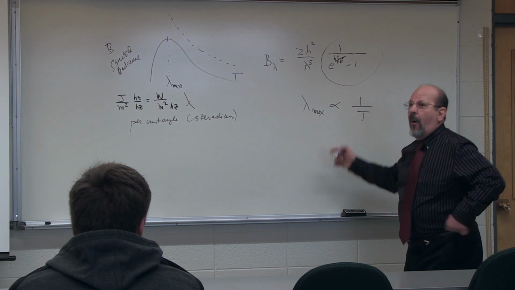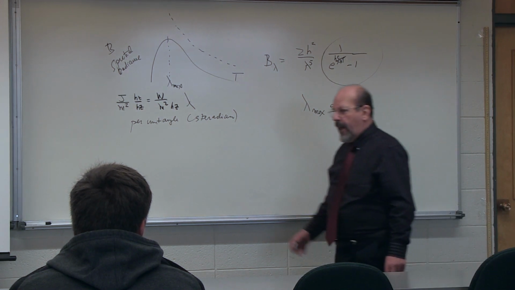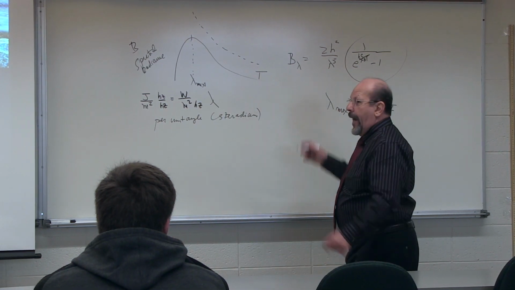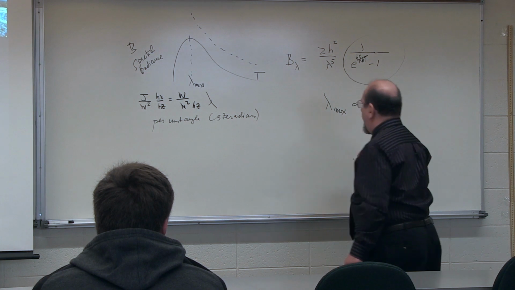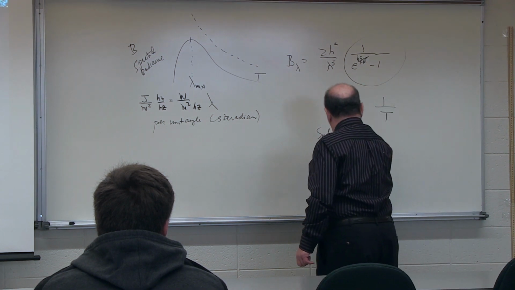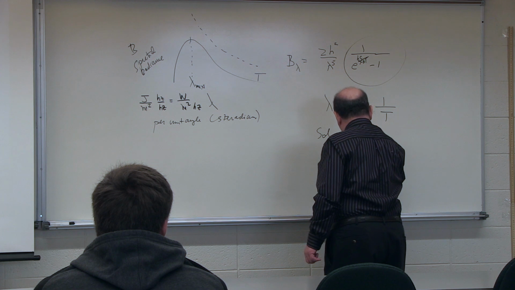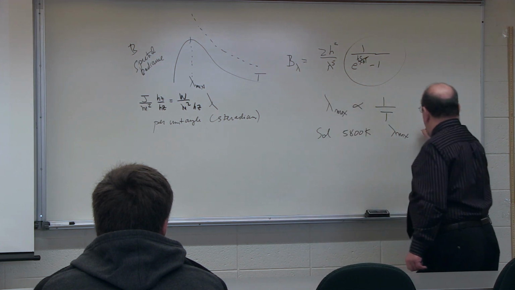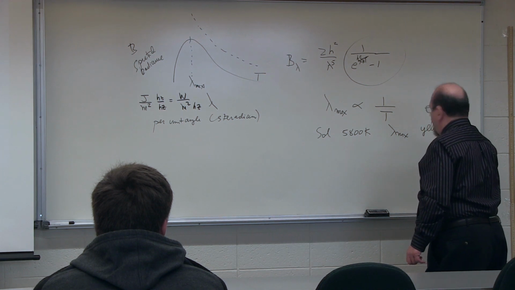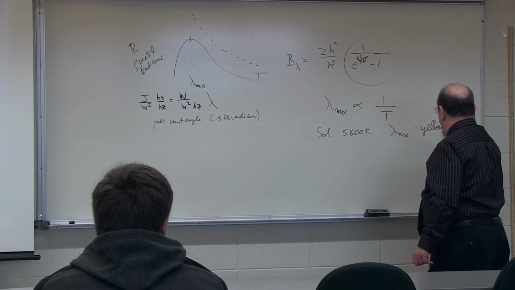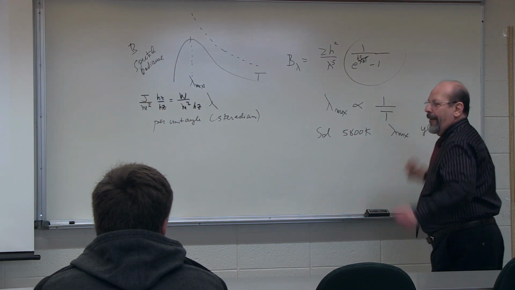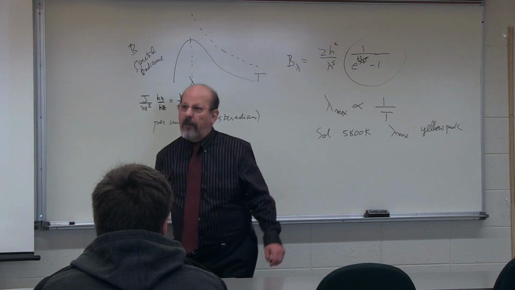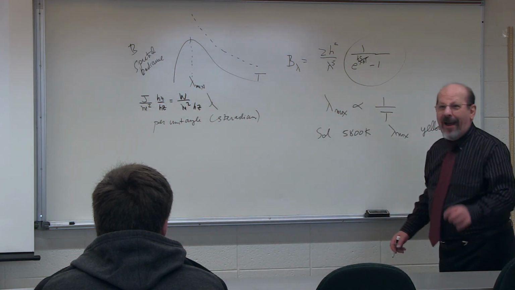We say, let's look at our sun. Our sun, we see it's yellow. Where's this curve for our sun? What you'll see in almost every textbook is that our sun is about 5,800 degrees Kelvin, and lambda max puts it right in the yellow peak, so to speak. So we say our sun is yellow because of that. The answer is wrong. Our sun is white.